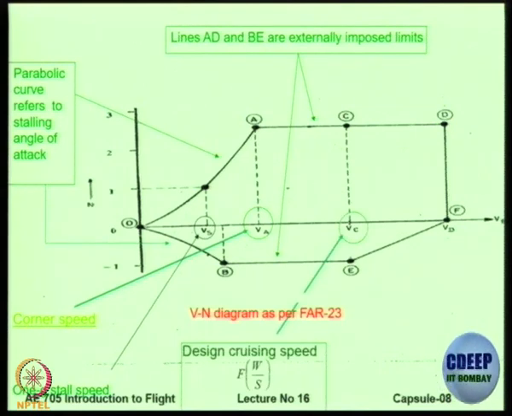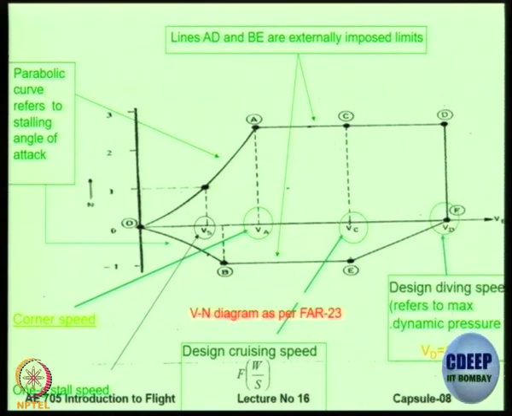Then there is one speed called the cruising speed. Cruising speed is a function of the wing loading of the aircraft, W by S, and also a function of the power and the thrust produced. And then you have a design diving speed. For VC, cruise speed, there is no number given; it depends upon the aircraft design and engine and aerodynamics. But there is a maximum dynamic pressure which the aircraft can take from the structural point of view.